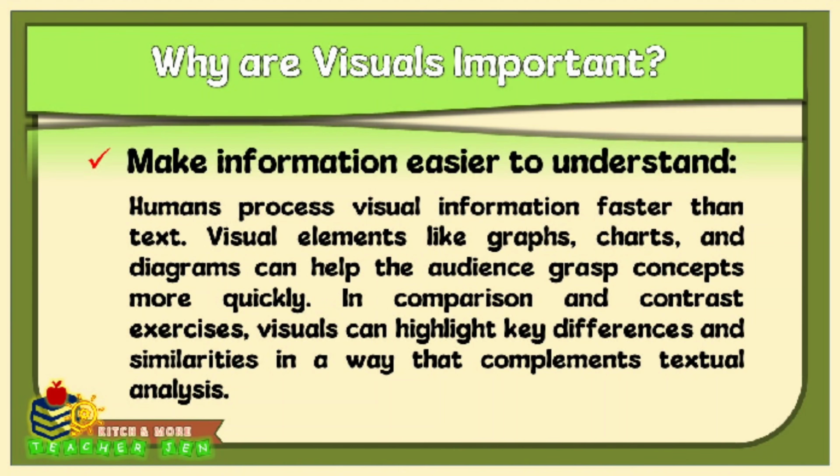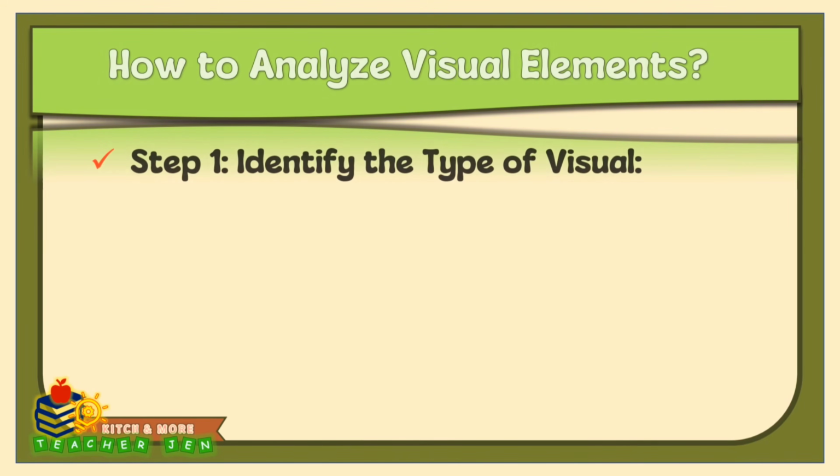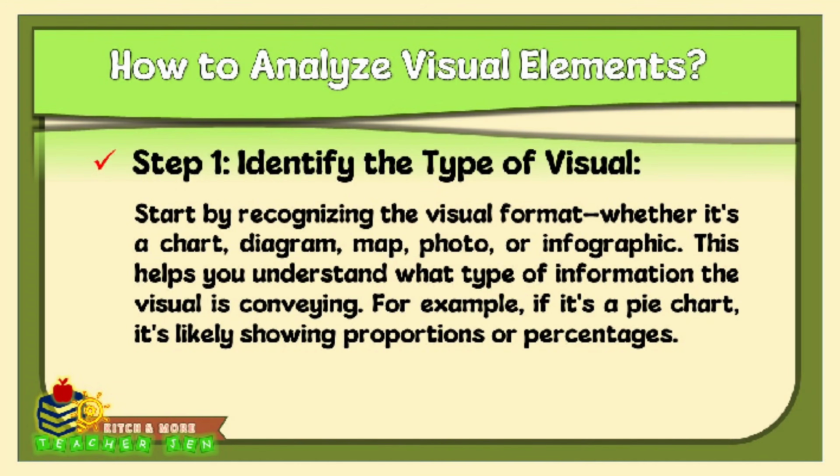Okay, how are we going to analyze visual elements? We have steps to follow. Step 1. Identify the type of visual. Start by recognizing the visual format, whether it's a chart, diagram, map, photo, or infographic. This helps you understand what type of information the visual is conveying. For example, if it's a pie chart, it's likely showing proportions or percentages.